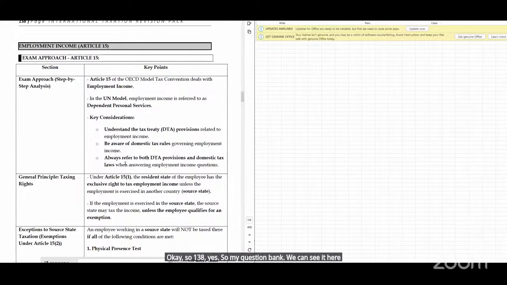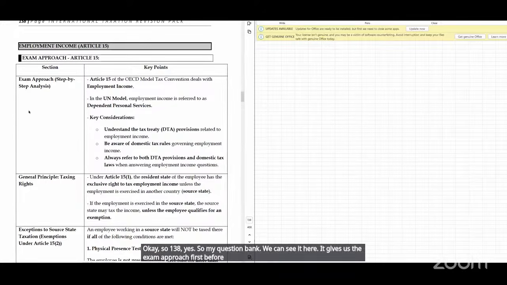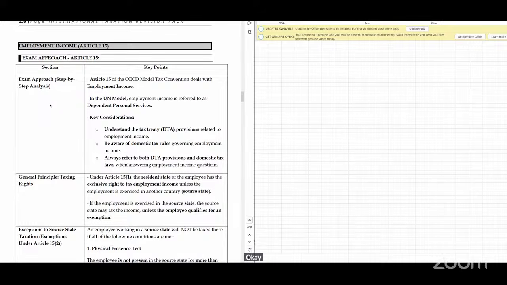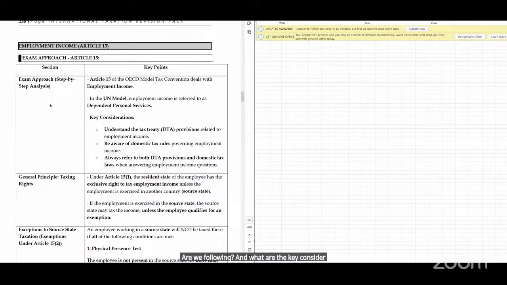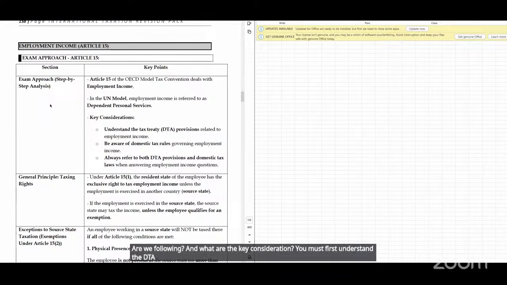It gives us the exam approach first before it brings questions. So exam approach, step-by-step analysis. The key points are that when you get Article 15, it deals with employment income. Now, you must always tell the examiner that in the UN model, employment income is referred to as dependent personal services. Are we following? And what are the key considerations? You must first understand the DTA provisions relating to employment income. You must be aware of the domestic tax rules governing employment income, especially if Ghana is involved. Then you must refer to Article 4. You must know all the rules.